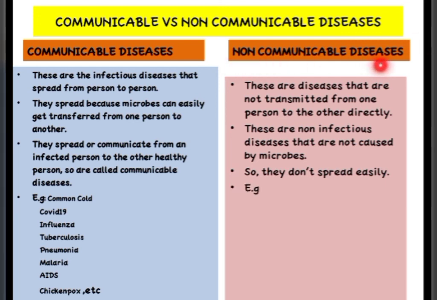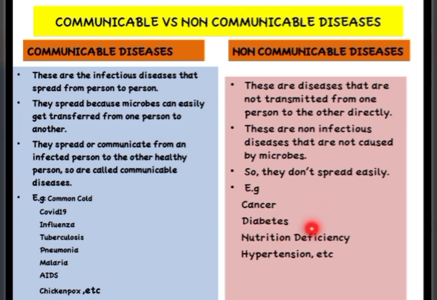There are some examples of non-communicable diseases. Those are cancer, diabetes, nutrition deficiency, hypertension, etc. These types of diseases do not transfer from one person to another.